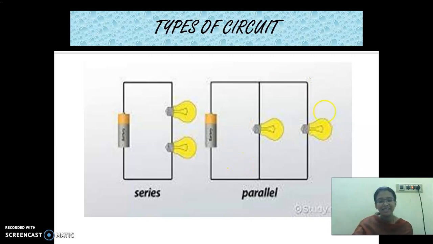So how, children, can we say it is parallel? If the connection breaks here, the other thing glows. Yes or no? We have bulbs in the room, right? If one bulb gets fused, do the bulbs in the other rooms glow or not? Yes. So the connection which we use in our houses, and also in offices and industries, is a parallel circuit.